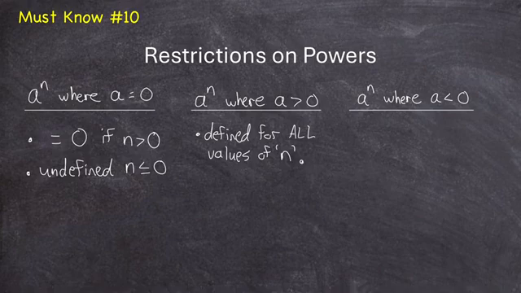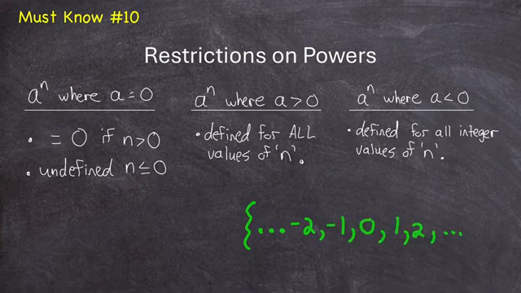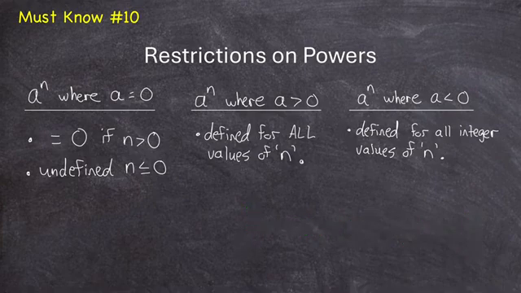So for example, what if we have negative 5 to the power of n? For what values of n is that defined, and for which ones is it undefined? Well, it's defined for all integer values of n. And remember, the set of integer values are the positive and the negative whole numbers. So like negative 2, negative 1, 0, 1, 2, and so on. So if you make the exponent on a negative base any integer, it'll have a value.